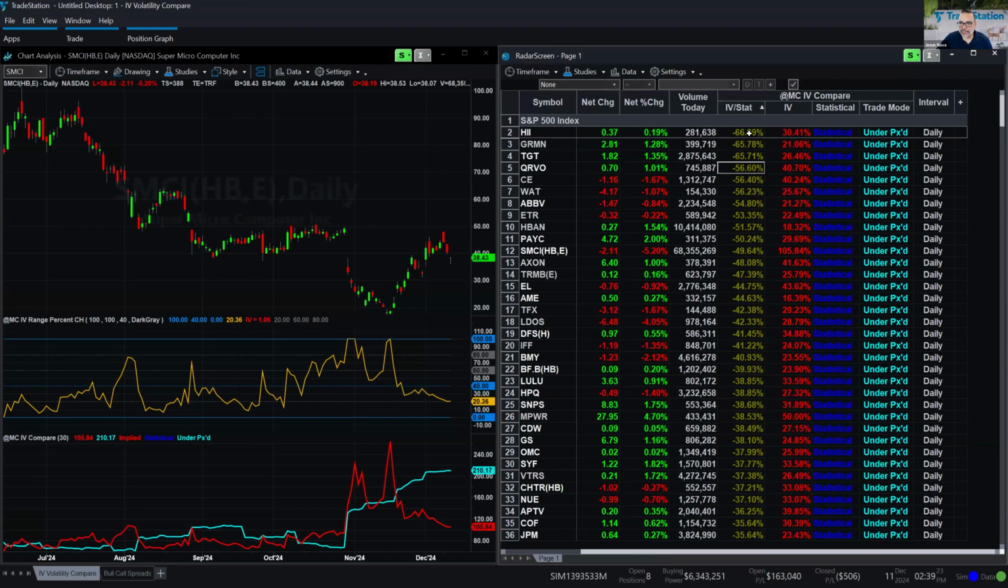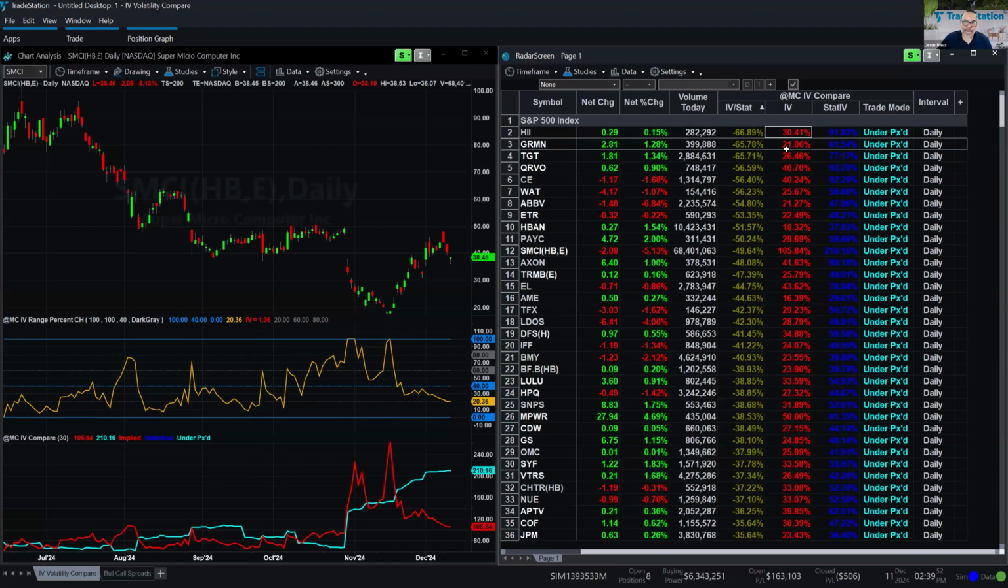Notice that you see the ones that have the most difference between statistical and, actually, I think I removed the column that I didn't want. Let me go back in here. What I wanted to move was statistical, and I wanted to leave this one. Okay, there we go. That way we can see statistical and implied volatility.